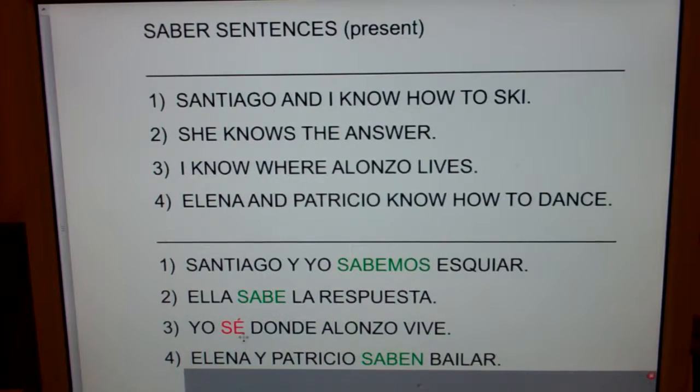It's yo sé. Now, why is the yo form the only form that's irregular? Because it's the form that's used the most. Remember, in Spanish, verbs and verb forms that are used the most change and become irregular. Notice it has to have an accent.